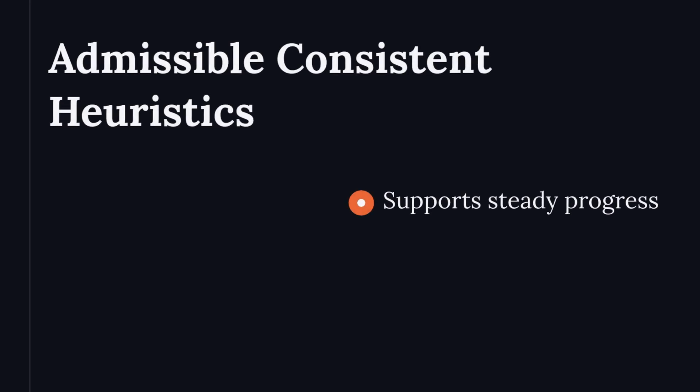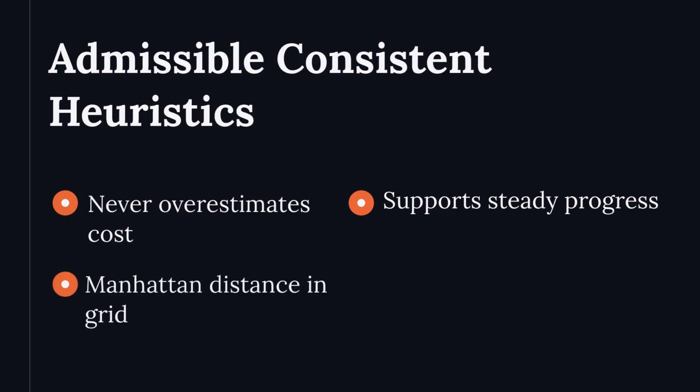An effective heuristic should be admissible, meaning it never overestimates the cost to the goal. It should also be consistent, which supports steady progress through the search. Examples include Manhattan distance for grid-based pathfinding and Euclidean distance for physical spaces.